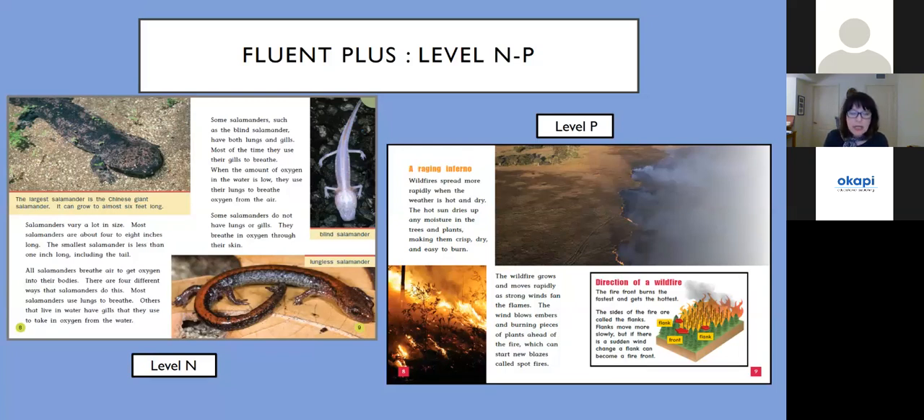that support meaning. One of the examples I showed from this yesterday was in the salamander book that you see on the left, where it says, "All salamanders breathe air to get oxygen into their bodies. There are 4 different ways that salamanders do this." When a reader is coming across language like that in a text, it prepares their brain to begin to organize the kind of information that's going to be shared throughout the rest of the text chunk that they're reading.